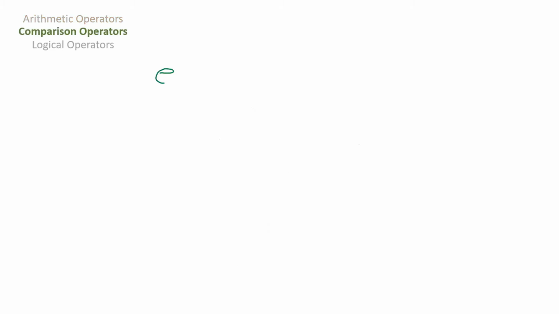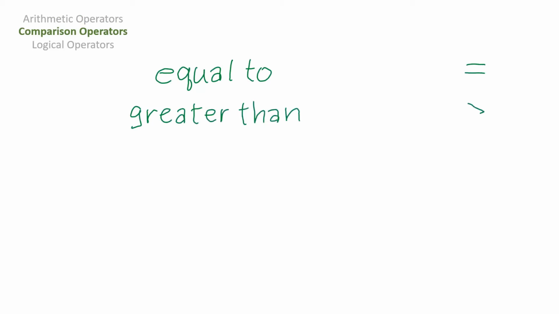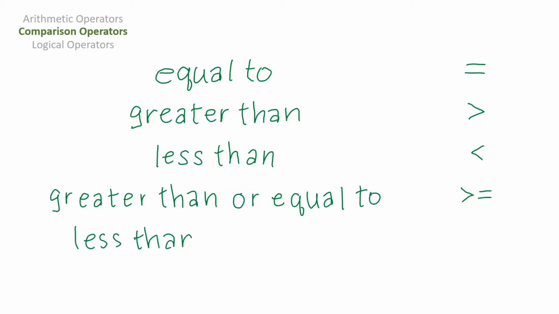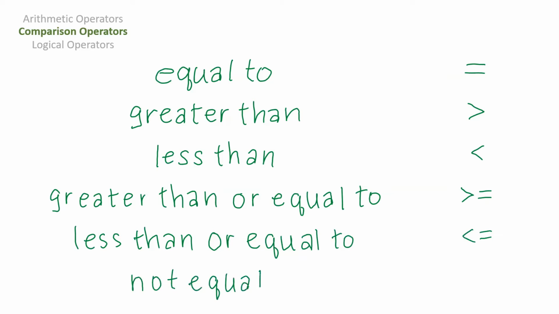Comparison operators allow operands to be compared. These include equal to, greater than, less than, greater than or equal to, less than or equal to, and not equal to. When used in SQL, these operators can filter based on specific values or ranges of values that a variable might take on.